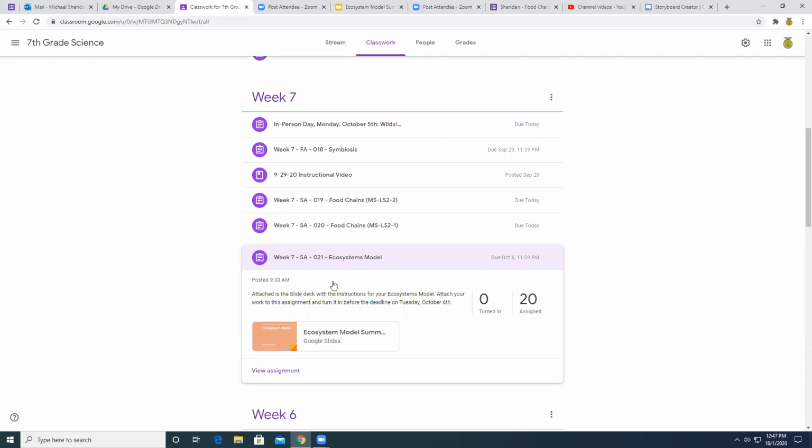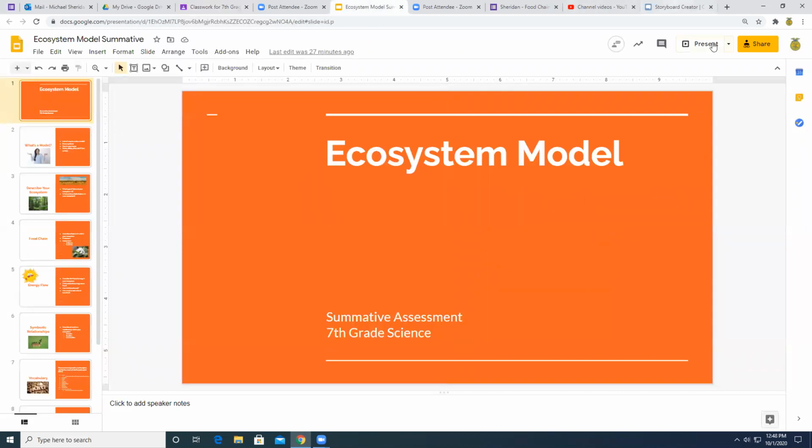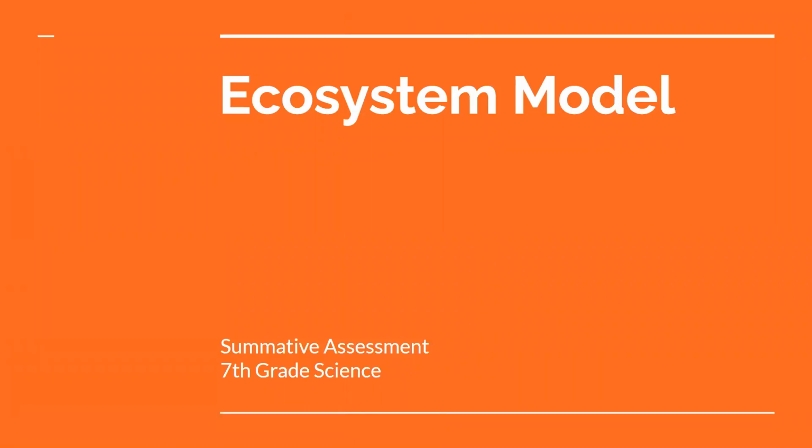They're all associated with learning targets that we've been discussing over the last few weeks as we've been talking about ecosystems. And you can read on our instructions here that it says attached is the slide deck with the instructions for your ecosystems model. Attach your work to this assignment and turn it in before the deadline on Tuesday, October 6th. So you can see that that's a few class days away. What we are going to do today is go through this presentation. This is all telling you what I'm looking for in this one assignment.